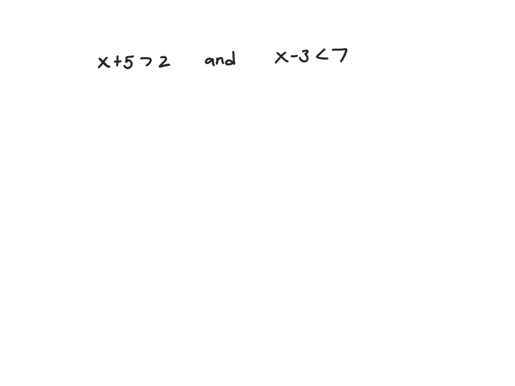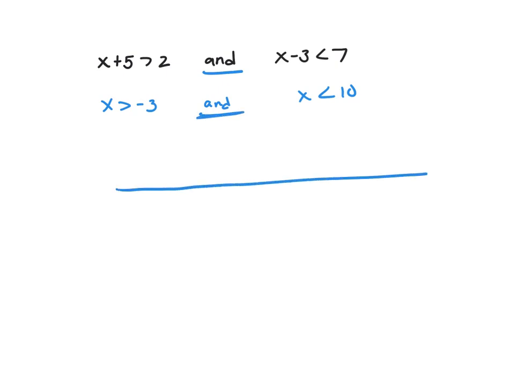The key word here is "and." So solve each inequality. Subtract 5 from both sides and you get x is greater than -3 and x is less than 10. "And" means intersection. That means take what's in common between the two pieces.